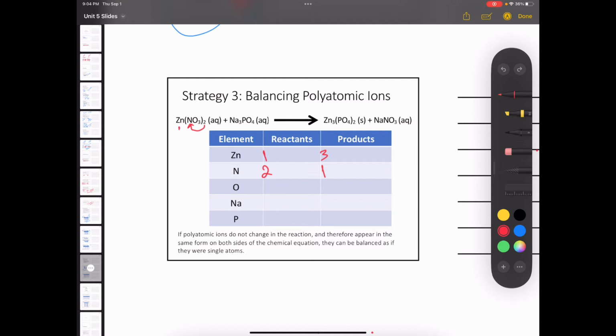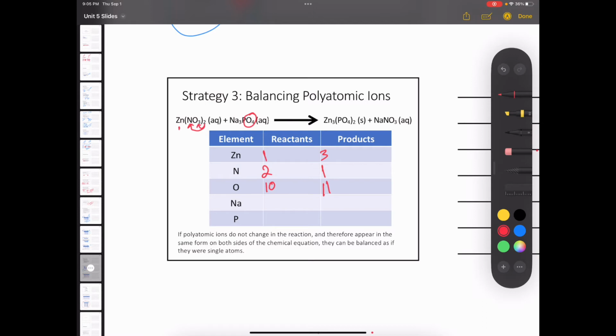Let's count our oxygens. Oxygen is 2 times 3, so that makes it 6 oxygens within the zinc nitrate. But if you look at the sodium phosphate, there are another 4 oxygens in here. So 2 times 3, that's 6, plus 4, that makes 10 oxygens on the reactant side. On the product side, I have 2 times 4, that's 8, plus 3, that's 11. So I have 10 oxygens on the reactants, and I have 11 on the products.